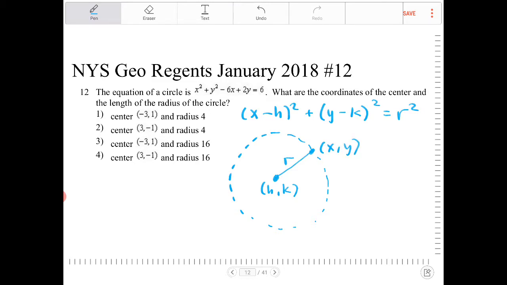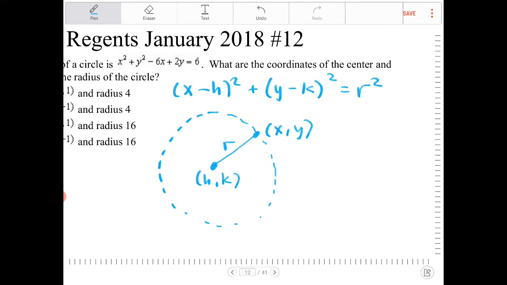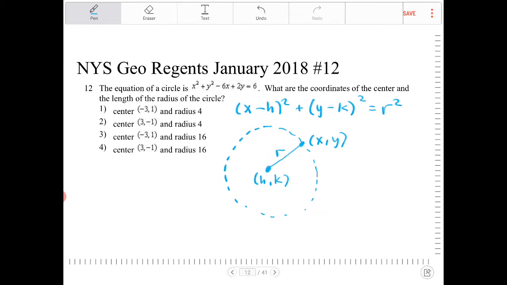How do we characterize the distance between a point on the circle and the center? We have to use the distance formula or the Pythagorean theorem, right? And again, that would be x minus h squared plus y minus k squared equal to r squared, which is why the equation of a circle is so reminiscent of the distance formula or the Pythagorean theorem.